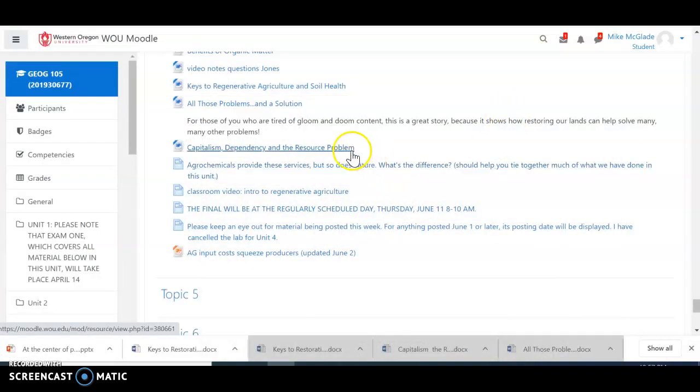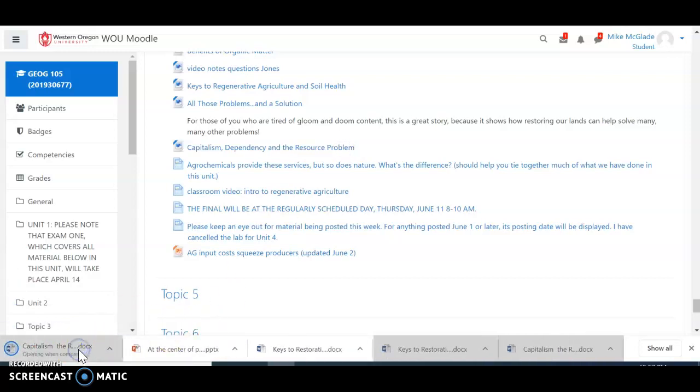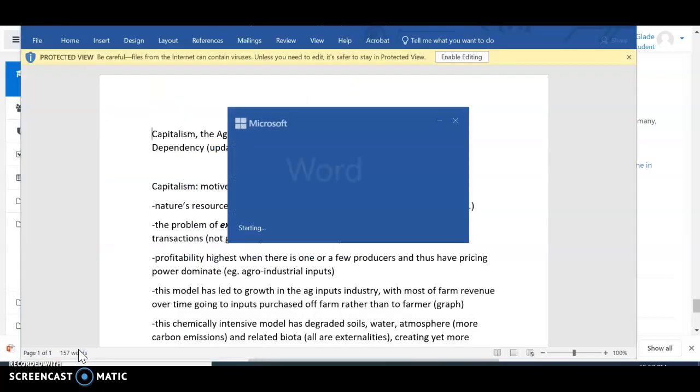which is the system that we're in. So we basically went into a very heavy input system with purchased inputs, more market oriented in terms of where you get things rather than producing what you need on the farm itself, which also means increasing debt in many cases. Here, let's look at the capitalism, dependency, and resource problem slide then. Right here it is.